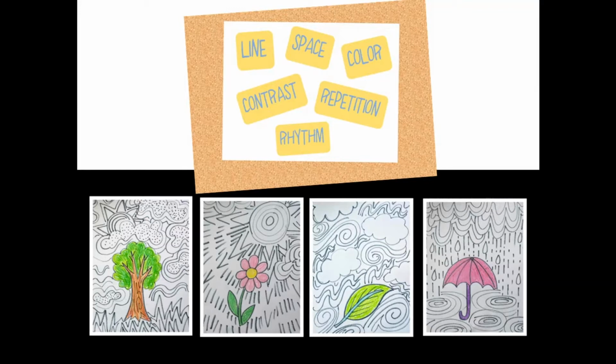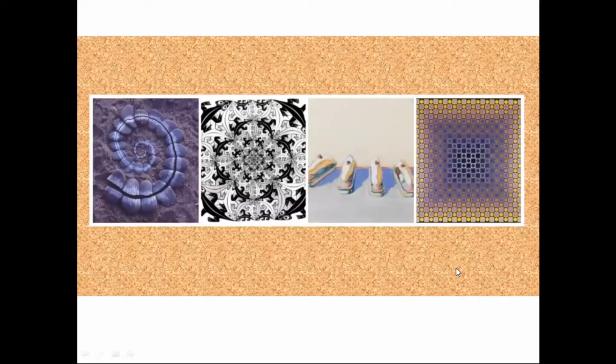Now you might know rhythm as beat in music, a beat that is steady and continues, but when you use rhythm in art, it's how you create a design that keeps your eye moving all around the artwork. Here are other artworks that use repetition, repeating lines or shapes or colors to create rhythm.